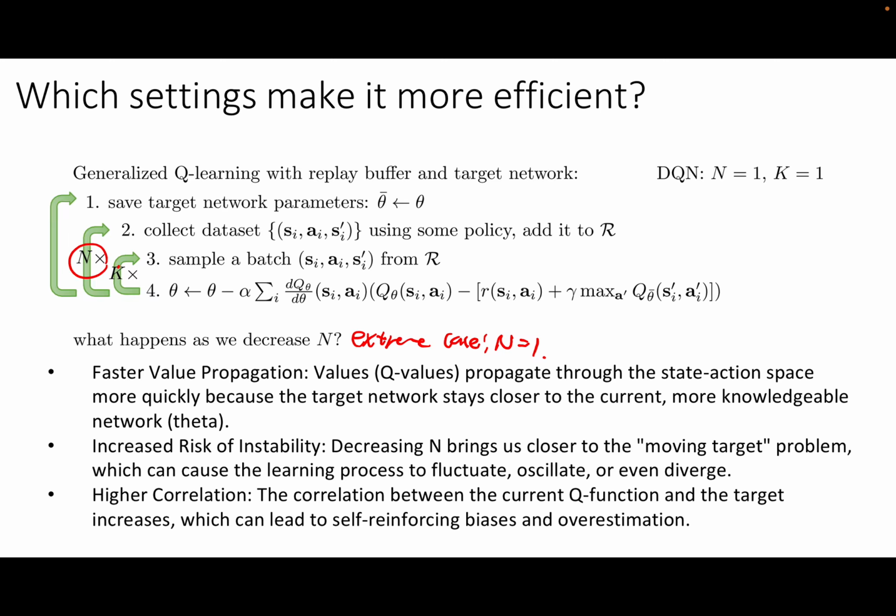But this is the good point; these are the bad points. Increased risk of instability. Decreasing N brings us closer to the moving target problem, right? Which can cause the learning process to fluctuate, oscillate, and even diverge. And higher correlation. The correlation between the current Q function and the target increases, which can lead to self-reinforcing biases and overestimation, right? It tries to estimate its own noise, which makes training quite unstable and oscillating. So we need a reasonable range of N.